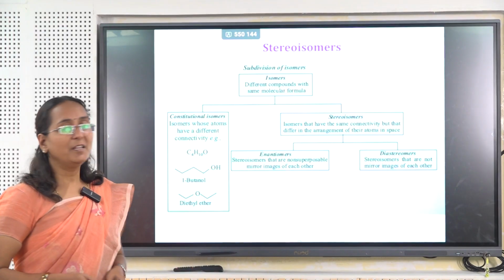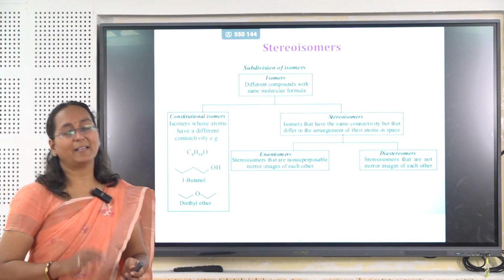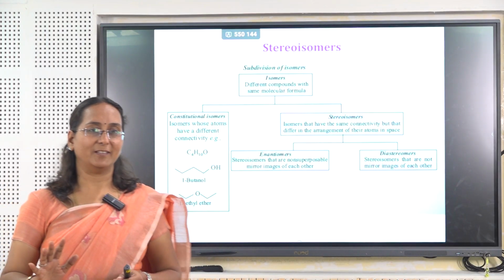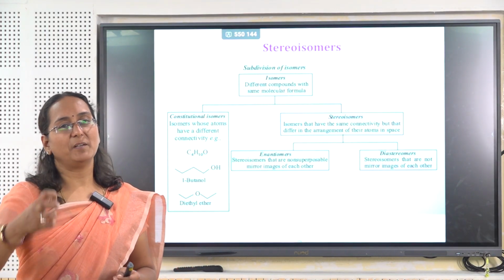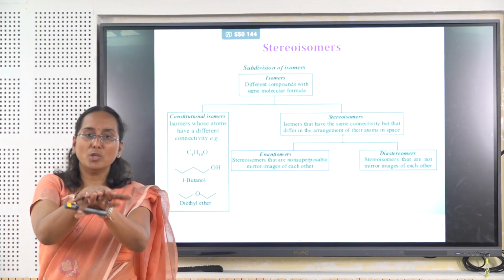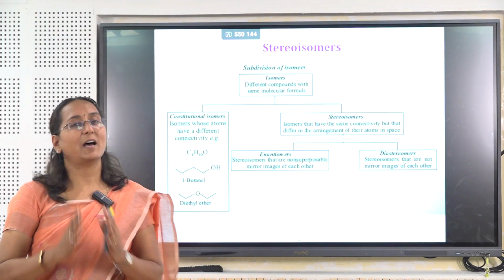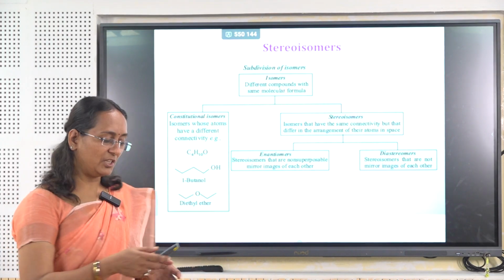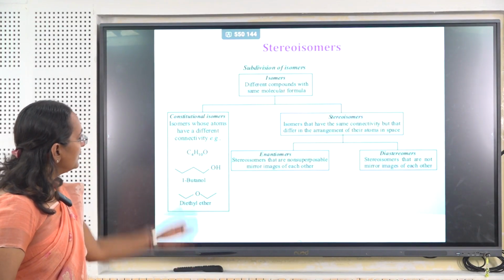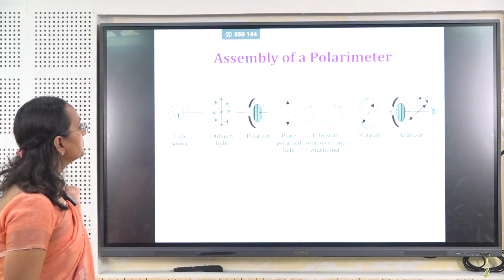Simultaneously, the second type is the diastereomers. These are the stereoisomers that are not mirror images of each other. So the main basic difference between enantiomers and diastereomers is that enantiomers are non-superimposable mirror images of each other and diastereomers are not mirror images of each other. So these are the types of stereoisomers: enantiomers and diastereomers.